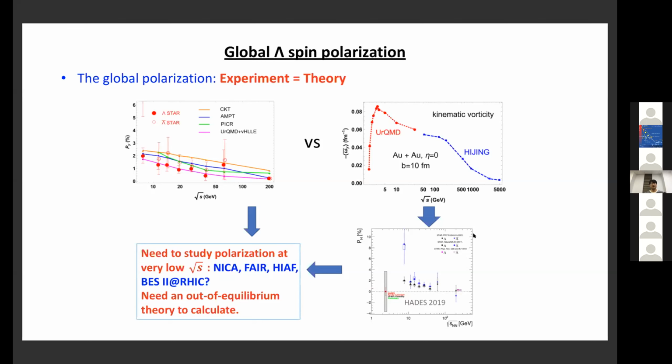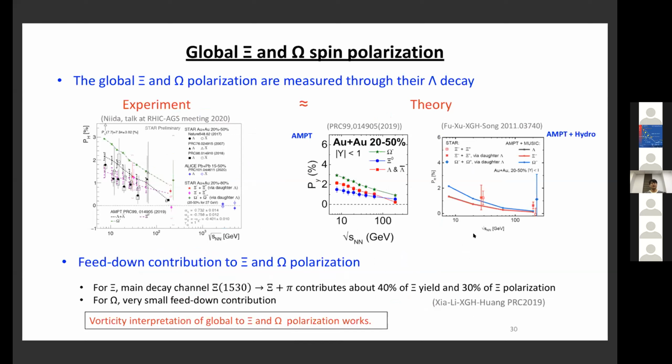And recently, the STAR collaboration reported the measurement of the global cascade and omega polarization through the measurement of the lambda particles. Even in this case, we can see that the theoretical calculation and the data could fit within the error bar. All those theoretical calculations didn't consider the feed-down effect, but we can estimate how strong the feed-down effect could be.